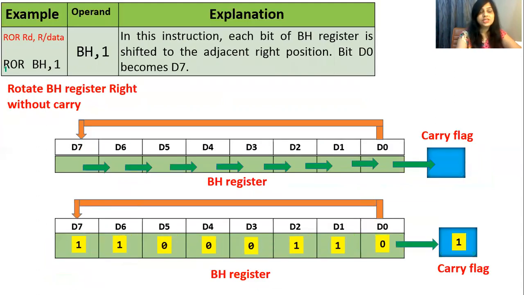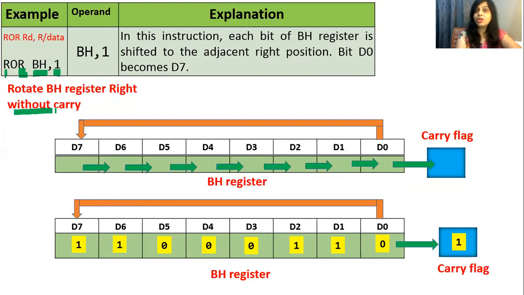Now next instruction is rotate right. So now here it is right, that is the only difference, but it is without carry. Rotate right without carry. R stands for rotate. This instruction says rotate contents of BH register towards right by 1 bit position, but without carry.